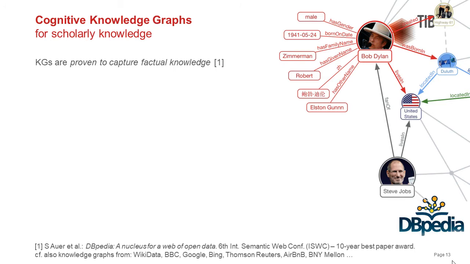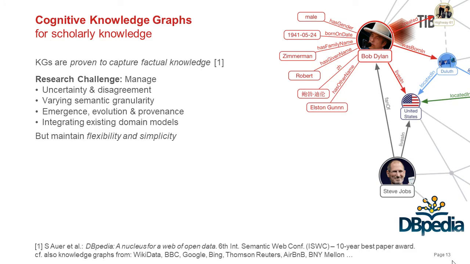So what we need is knowledge graphs which can capture this information, and currently we use knowledge graphs primarily for factual knowledge, for entities and relationships between these entities. But in research and scholarly communication, we have uncertainty and disagreement, we have varying semantic granularity, we have emergence, evolution, and provenance, and we have to integrate different existing domain models. At the same time, we need to maintain flexibility and simplicity.